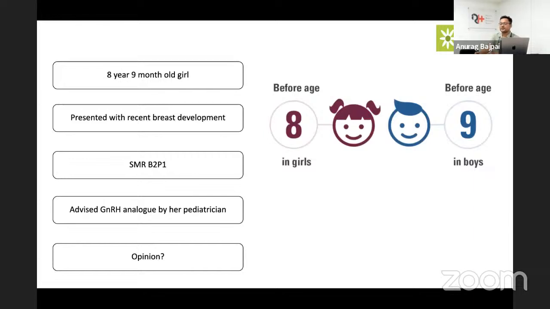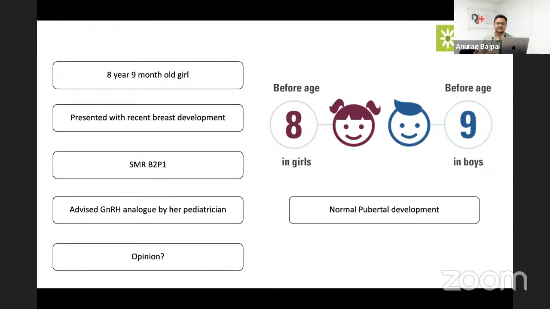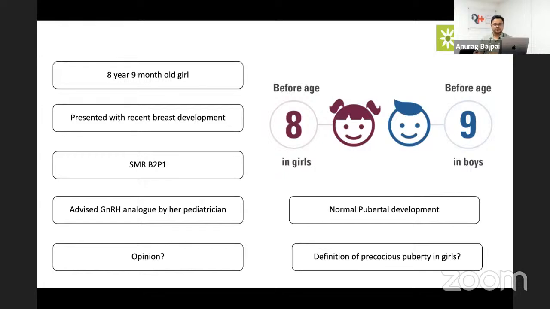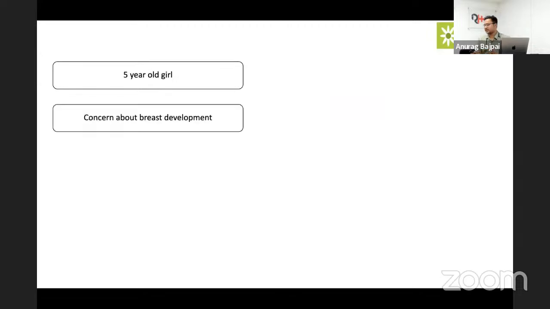So generally, when we talk about precocious puberty in girls, it is usually onset before 8 years. Here the onset is after 8 years, and the investigations, LH, FSH, and bone age, are absolutely normal in this child. So probably this is a normal pubertal development that has happened to the child, and the parents were much concerned about it. So the definition of precocious puberty has already been described by sir. The definition is breast development or puberty before 8 years in a female child, and menarche before 9.5 years in a female.